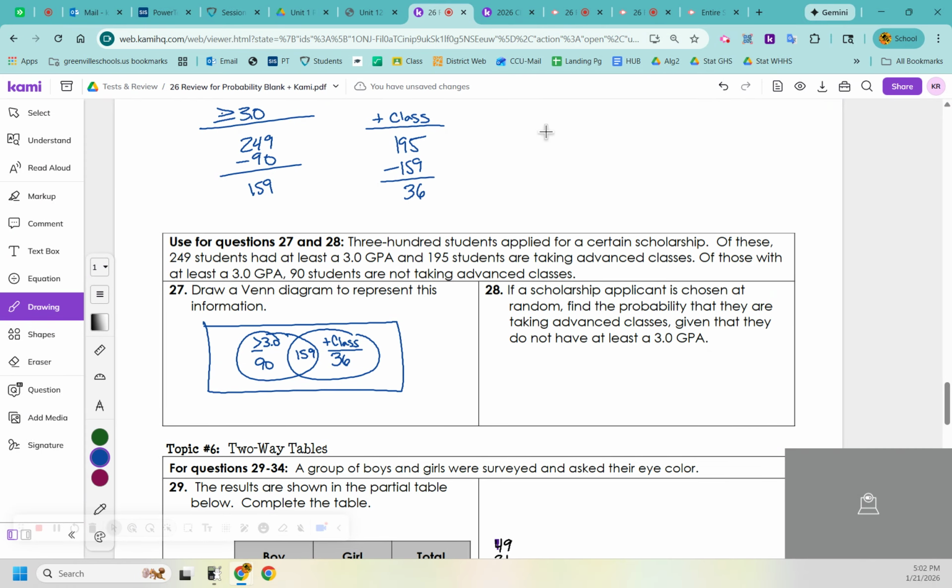And then we're doing the outside number. So we already know about where these kids are, but there are still kids who don't have a 3.0 and are not in advanced classes. I can't talk and do math at the same time. 285 from the 300 we're talking about. So that leaves 5 to get me to 90, 290. So 15 are left over. 15 students do not have a GPA over 3.0 and are not taking advanced classes. Oh, that was hard to say.